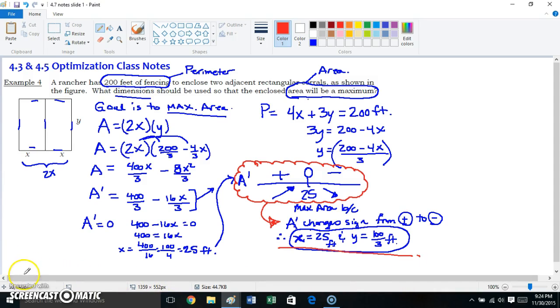Okay, that is the end of the students' notes for optimization on 4.3 and 4.5. And there is an optimization homework worksheet that has 6 questions on it that you should look at next.